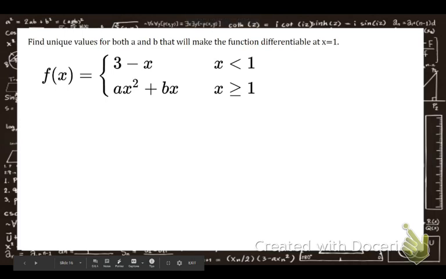We also did some examples where it was forcing differentiability. So in this example, we would first force it to be continuous. So plug 1 in for x in the first and second equation and set those equal to each other. But you'll realize that you still have a's and b's in your equation when you do that. So then you have to take the derivative of both of these, substitute 1 in again, and set them equal to each other so that you can force it to be continuous and differentiable. That's how you're going to solve for both a and b in order to make this function continuous and differentiable at 1.